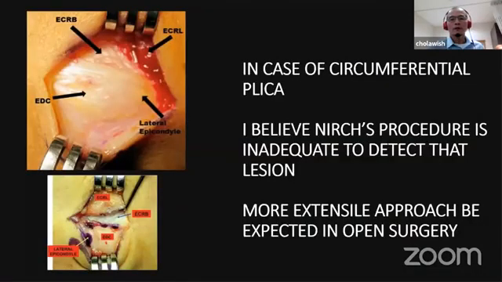In the case of circumferential plica, that's quite common to find in the plica lesion. I believe the posterior approach is inadequate to detect the full extent of the lesion. My concern is if we just do the cut in the front, maybe we will fail to relieve the posterior plica and may cause the pain to persist.